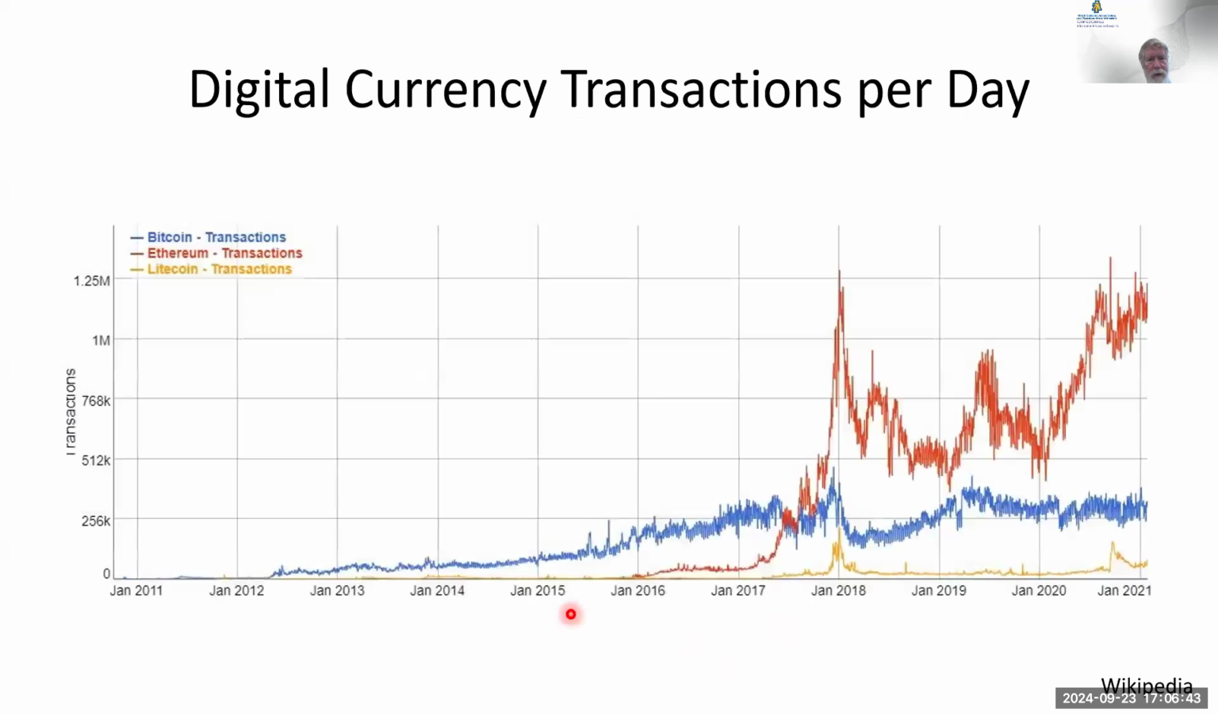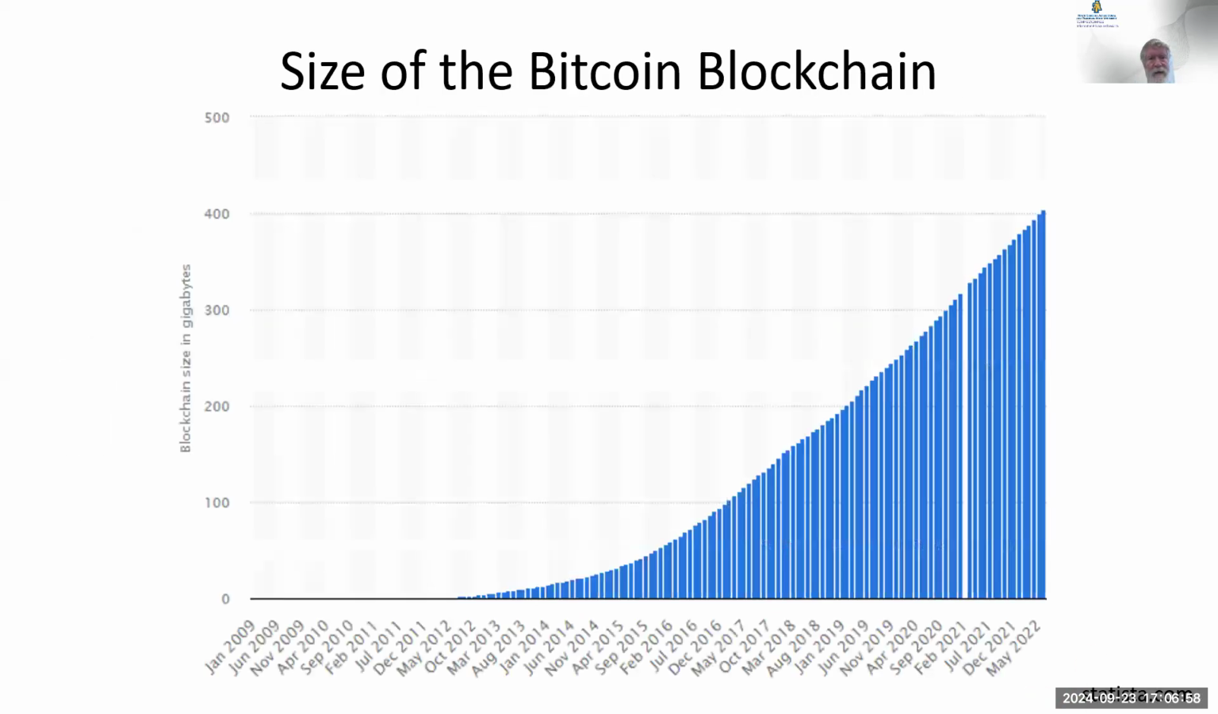So here's a chart of the number of transactions per day. You can see Ethereum is pretty popular. There's a lot of Ethereum going there. Bitcoin's there. And who is that? Litecoin. I don't know Litecoin, but there are people on the bottom. As the Bitcoin blockchain has more and more added to it, it gets bigger and bigger, and you see it's just going up and up and up.